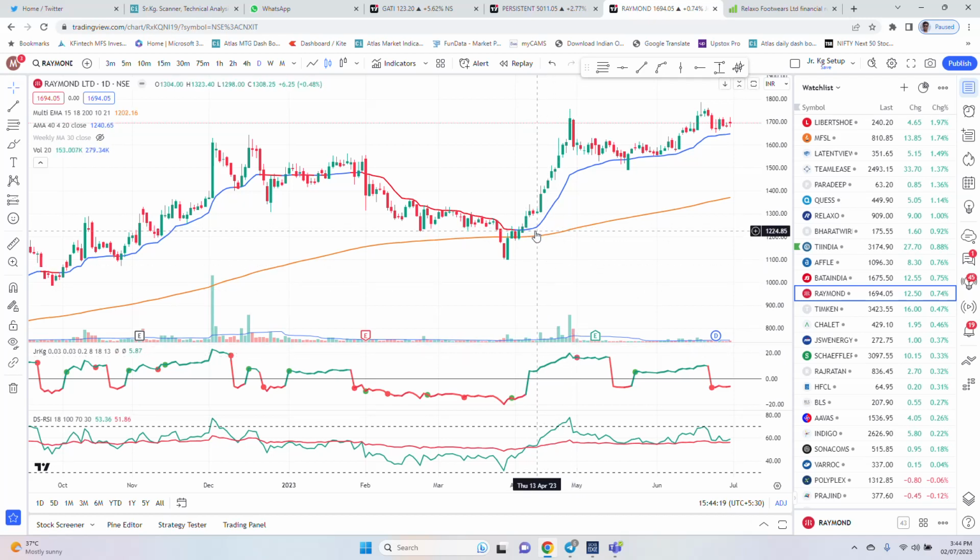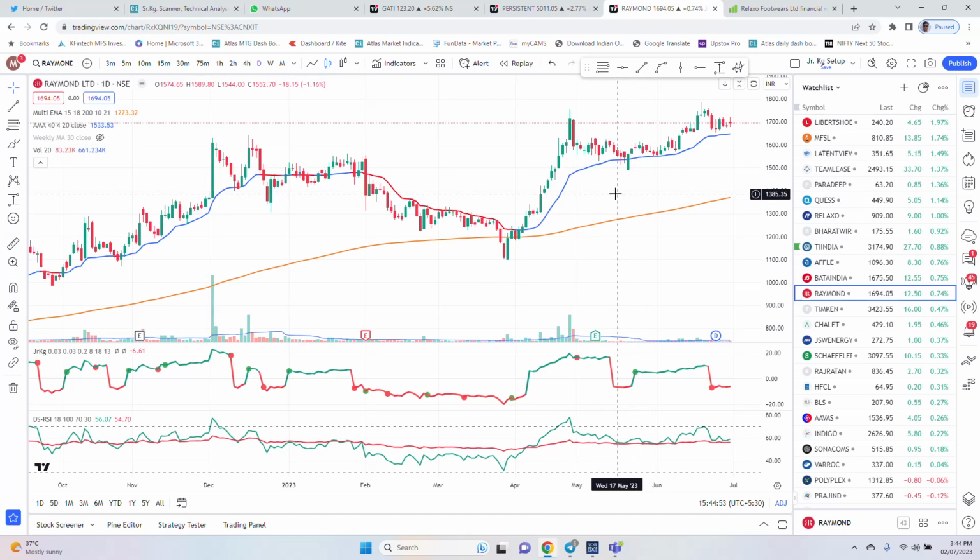If you see this Raymond chart, the stock has already rallied from here to here. So almost 33% the stock has rallied, and after that you got a red dot. This is the first indication that weakness is coming in the stock. So at this stage, after 33%, you can decide whether to sell 25% or 50%, or to hold on to 100% and see how the stock performs.